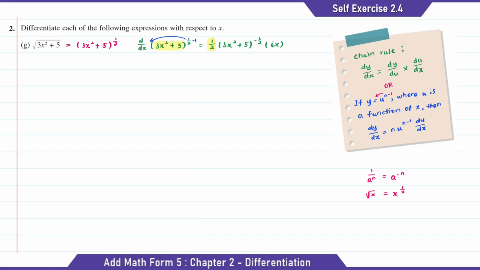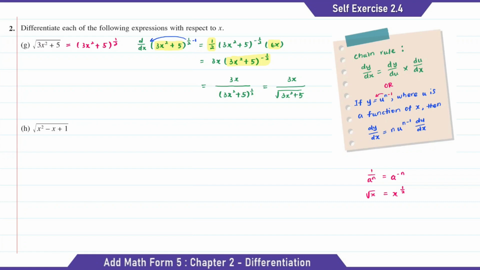So here multiply 1 over 2 with 6x. The answer is 3x. Then write the power here in positive form. The final answer will be 3x over bracket 3x squared plus 5 to the power of 1 over 2, which is going to be the same as 3x over square root 3x squared plus 5.